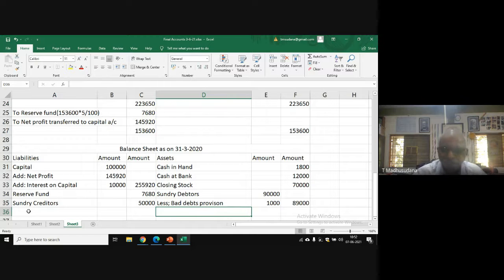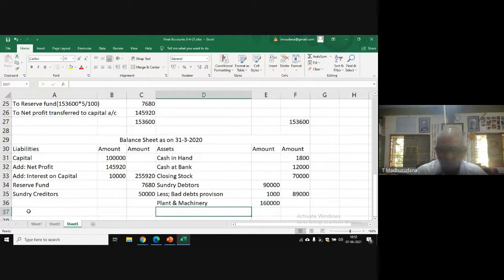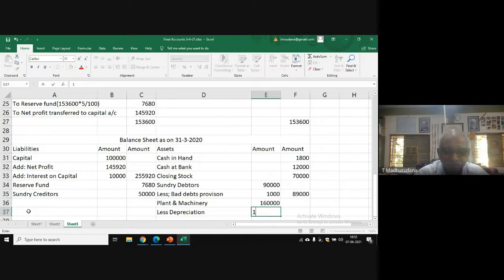Next, plant and machinery. Plant and machinery, there is an adjustment, therefore 1,60,000 in the inner column. What is the adjustment? Less depreciation. Less depreciation 19,200. What is the net amount? 1,40,800.